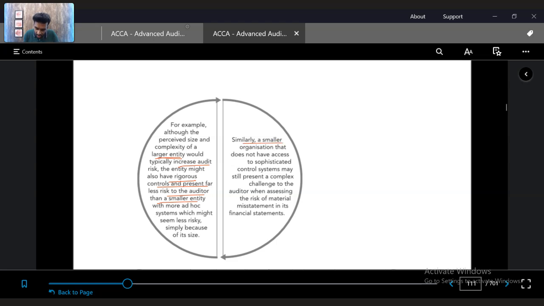Similarly, when you compare a smaller organization to this larger organization, the size might be very small, but they might not have access to sophisticated control systems. So the auditor could face challenges when assessing the risk of material misstatement. Why? Because maybe in smaller entities there is no accountant at all. He might make so many mistakes, he might not know how to prepare the financial statements, and hence definitely there will be certain mistakes in the financial statements.